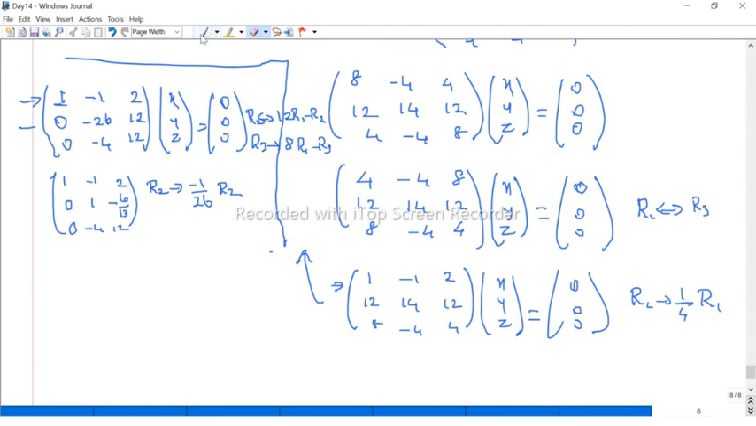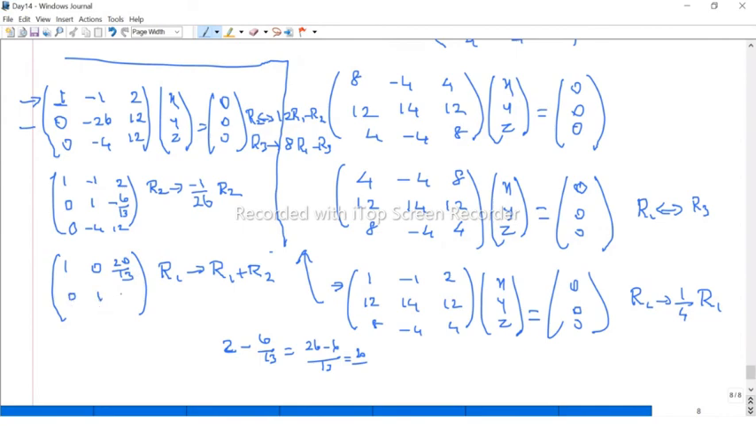So, 0 plus 1 is... in the first row, what I am going to do is replace the first row by adding the first row and then the second row. So the 1 plus 0 is 1 and minus 1 is 0, and what is this? 2 minus 6 by 13 is nothing but, just cross multiply, 26 minus 6 by 13, which is nothing but 20 by 13. Now we can keep the second row, 0, 1, minus 6 by 13.